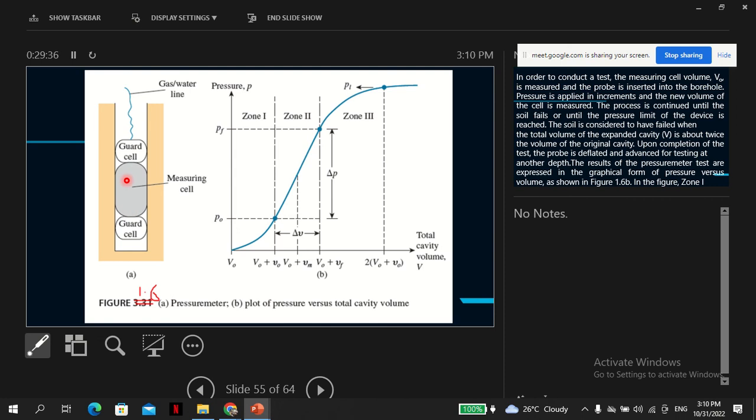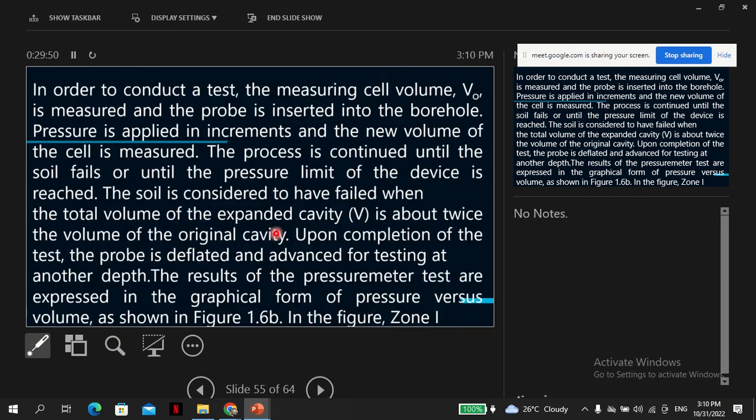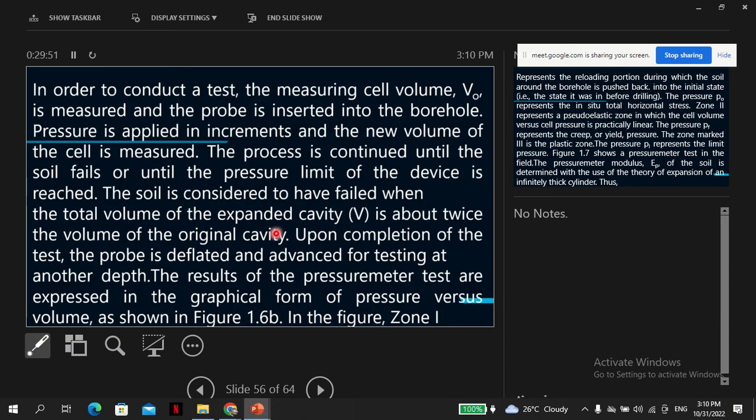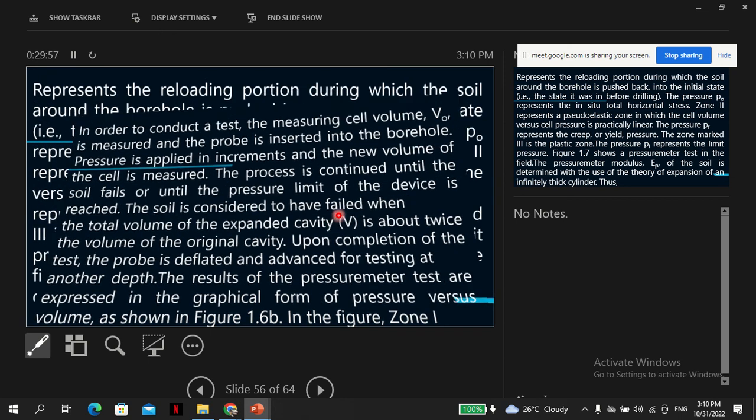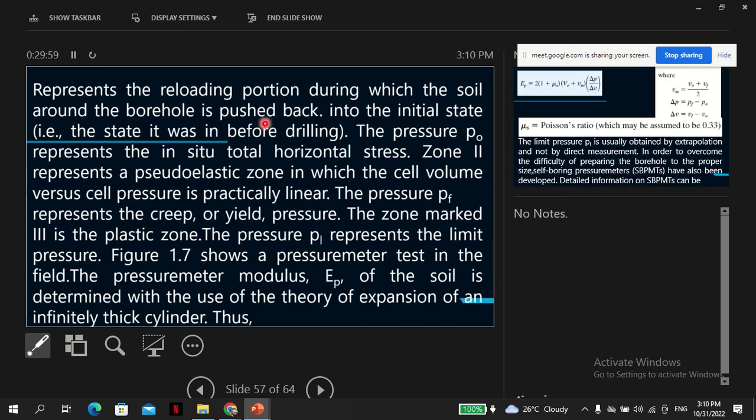If for now the test is at this depth, so if you needed to do this same test in another depth, you can deflate and then continue, increase, or even go to a shallower height if you wish. So the graphical representation I've already shown you, and it represents the reloading portion.